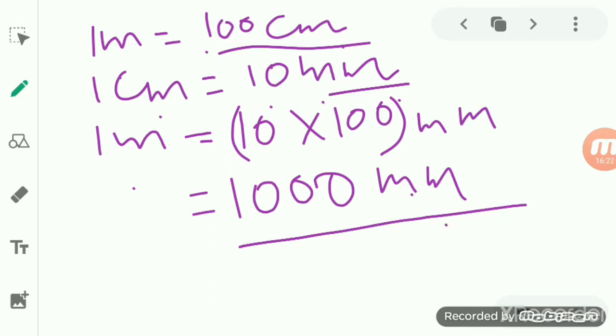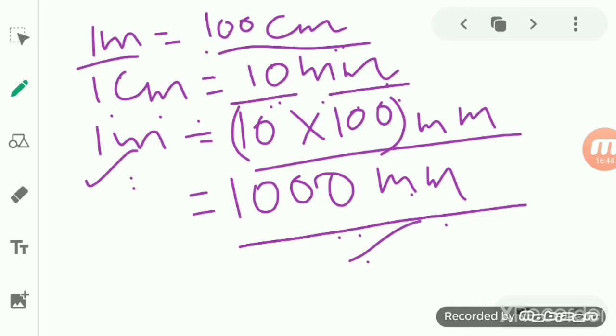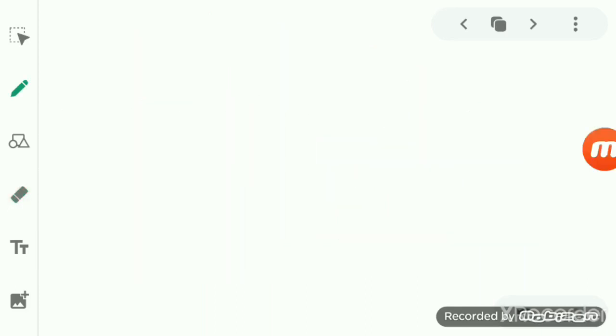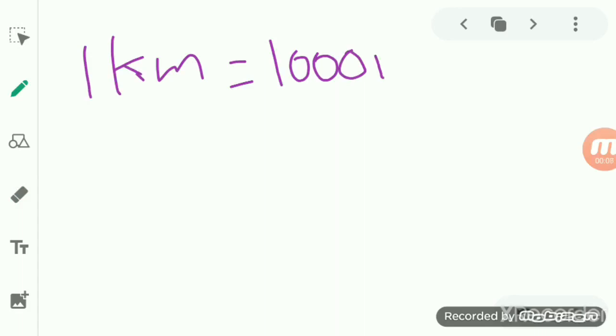How did it come, students? 1 meter is equal to 100 centimeter and 1 centimeter is equal to 10 millimeter. So if we want to convert 1 meter into millimeter, we simply multiply 100 by 10 and get 1000 millimeter. So 1 meter is equal to 1000 millimeter, and 1 centimeter is equal to 10 millimeter. Now if we convert kilometer into millimeter, we know that 1 kilometer is equal to 1000 meter.